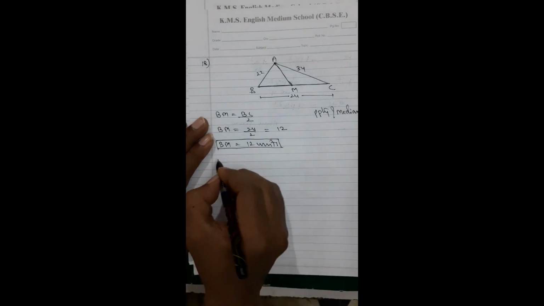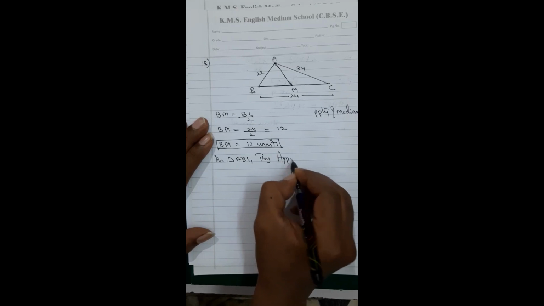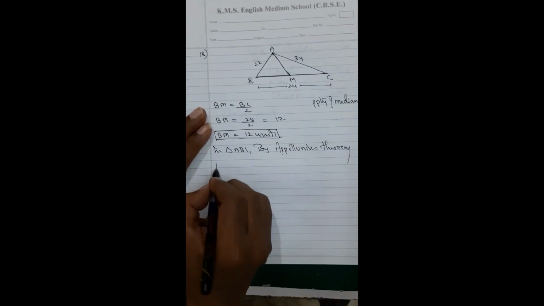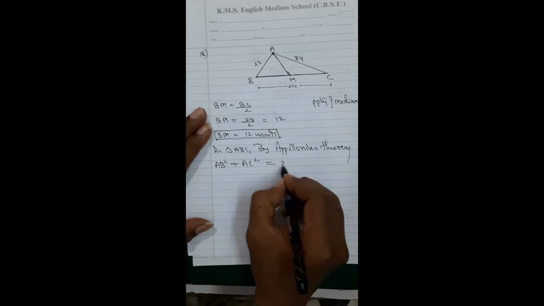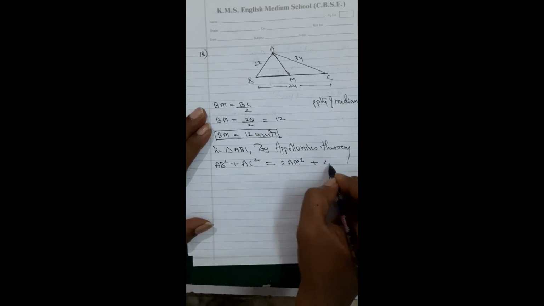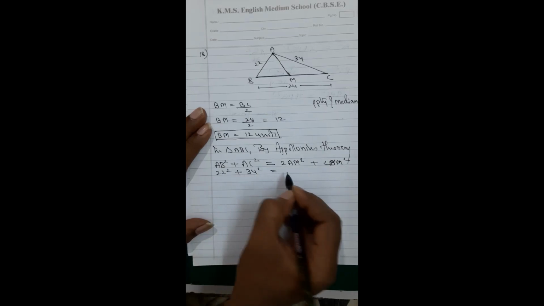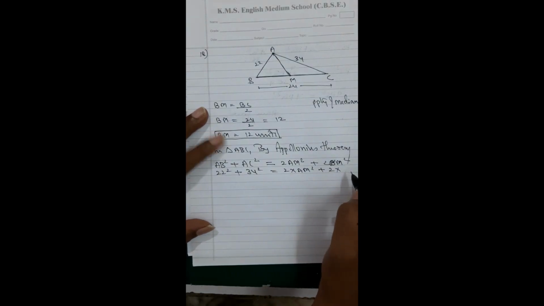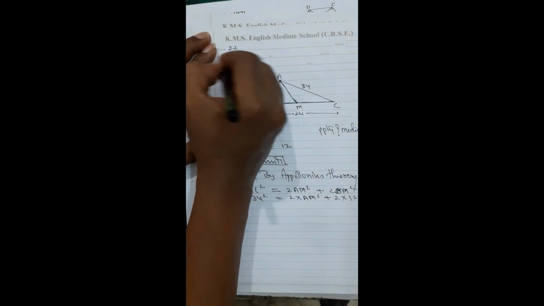Fine. Now in triangle ABC by Apollonius theorem, you will get AB square plus AC square is equal to 2AM square, that is a median, plus 2BM square. AB square is 22 square, AC is 34, the 34 square. AM we have to find, the AM square. BM we have found it to be 12 square.